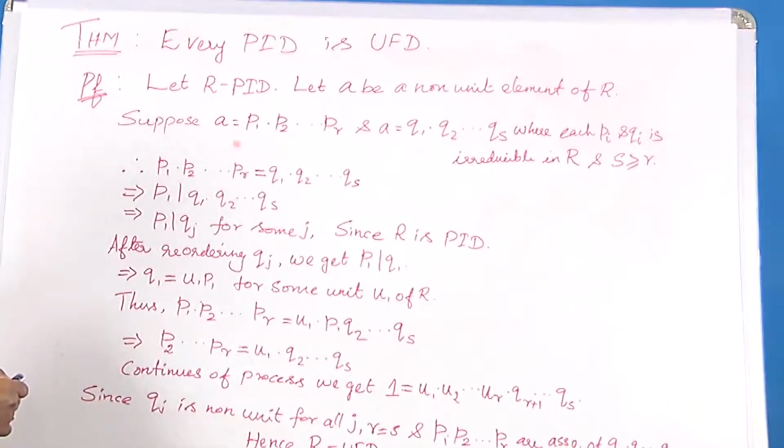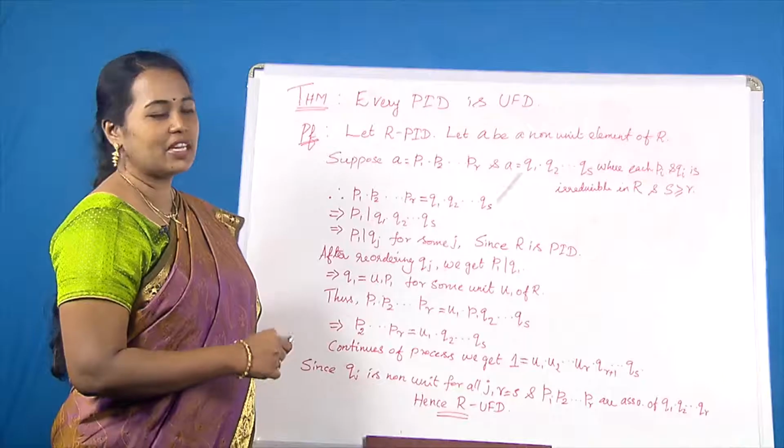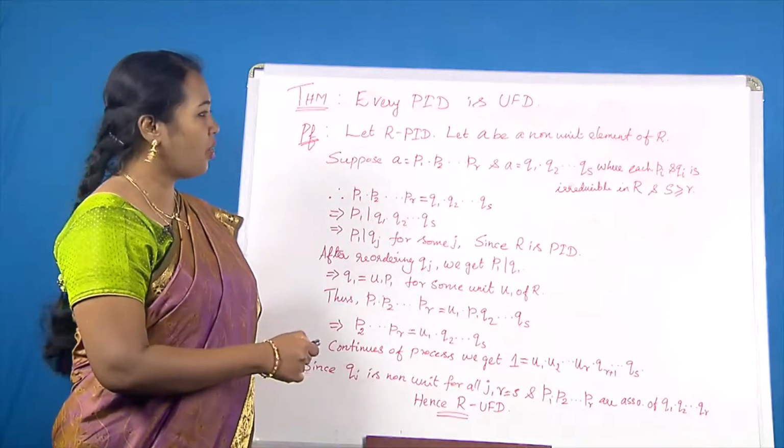And therefore, A can be written as P1, P2 so on up to PR, and A also can be written as Q1, Q2 so on up to Qs. So, this is our assumption, and we are assuming that each Pi and each Qi is irreducible in R and S is greater than or equal to R. In other words, when A is written as Q1, Q2 so on up to Qs, the number of irreducibles is going to be larger here than there. So, A is written in two different formats here.